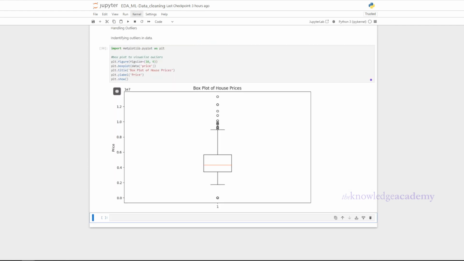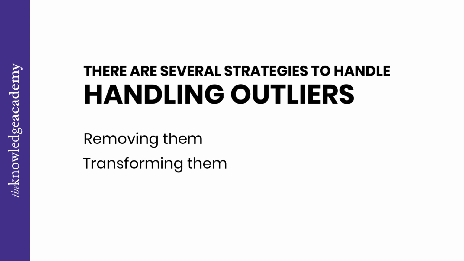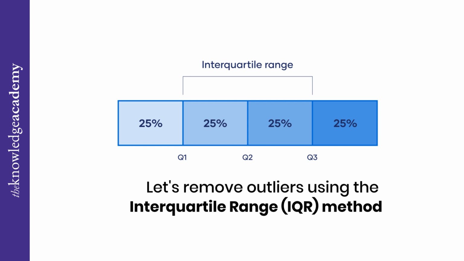As you can see, the box plot shows us the distribution of house prices and highlights any potential outliers. These are the data points that lie outside the whiskers of the box plot. There are several methods to handle outliers, such as removing them, transforming them, or using robust statistical techniques that are less sensitive to outliers. Let's remove outliers using the interquartile range or IQR method.